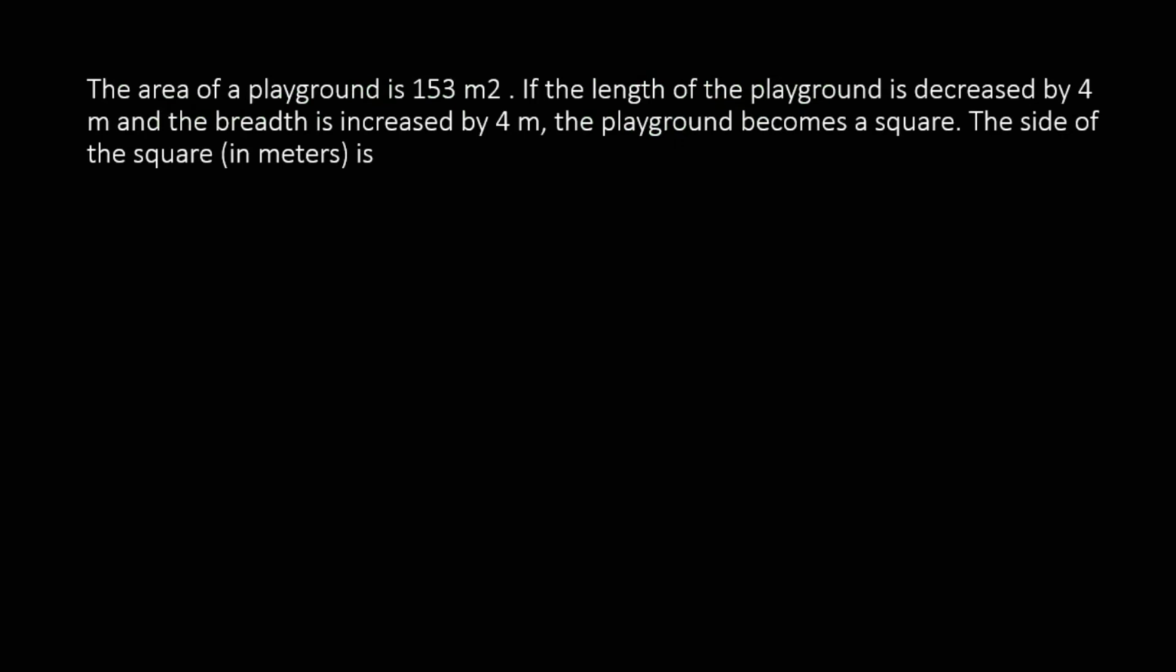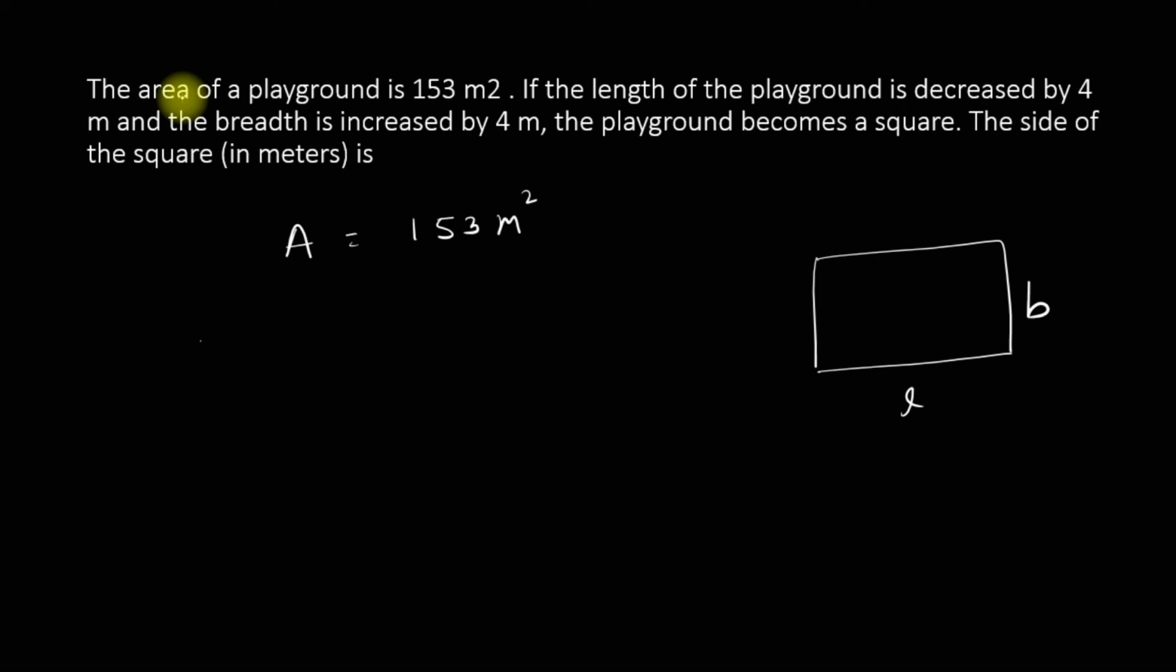This is also a quadratic equation question. Here the area of the playground is 153 meter square. So area is given here. Area is 153, this is meter square. If the length of the playground is decreased by 4 and breadth is increased by 4 meters. So suppose the playground is rectangular. So initial length is L and breadth is B. So L into B, it is given that is 153.